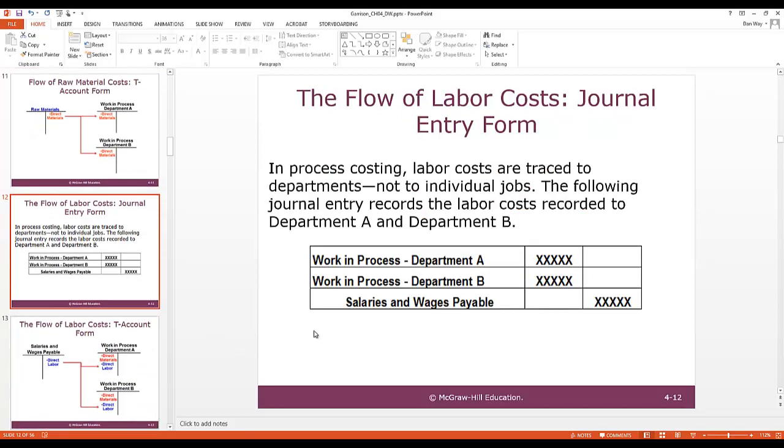We'd have a similar setup for labor. Labor costs are traced again to departments, not to individual jobs. So we may have a journal entry that looks like the following related to some labor costs in our two sample departments. Again, we're going to debit work in process for Department A and Department B for some amount related to direct labor costs, and then we'll credit salaries and wages payable for that same amount.